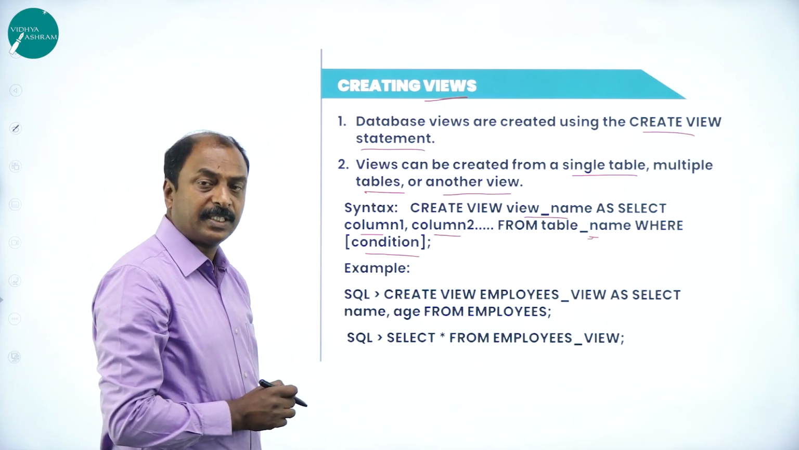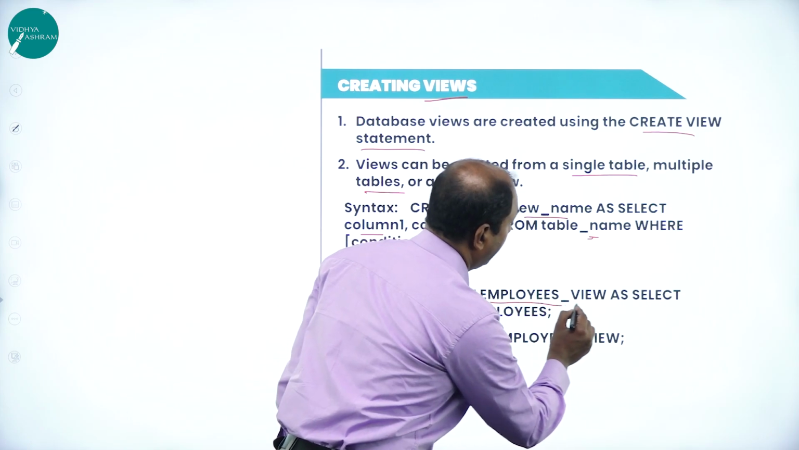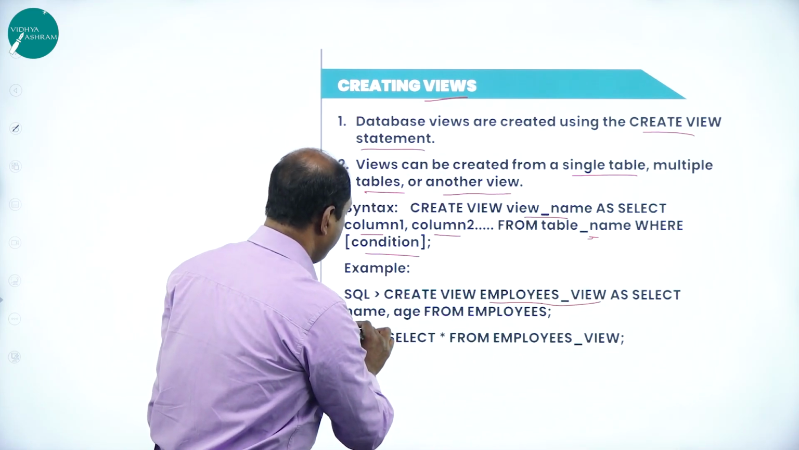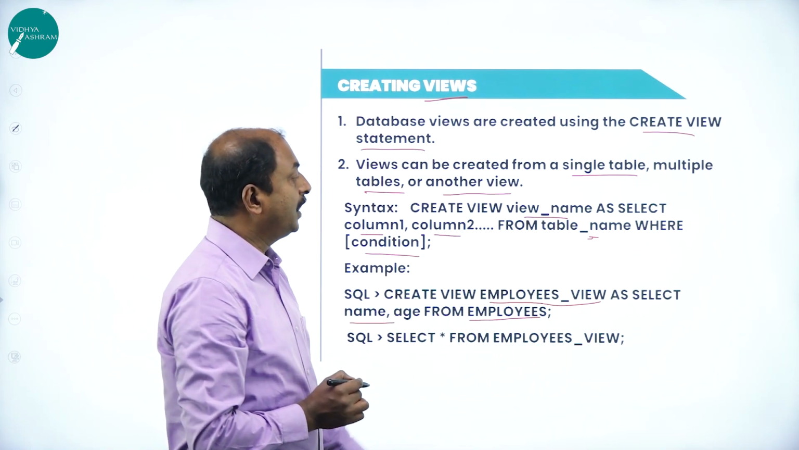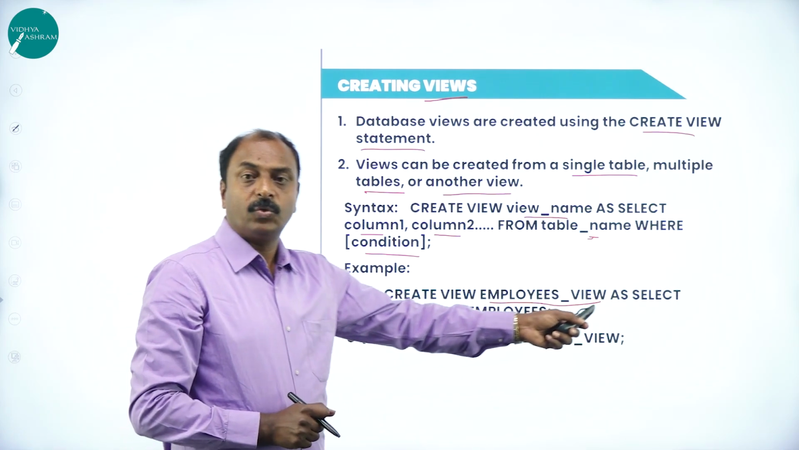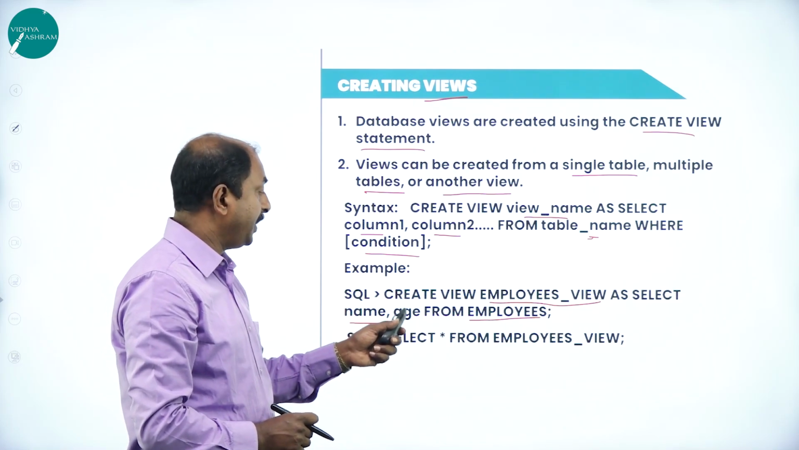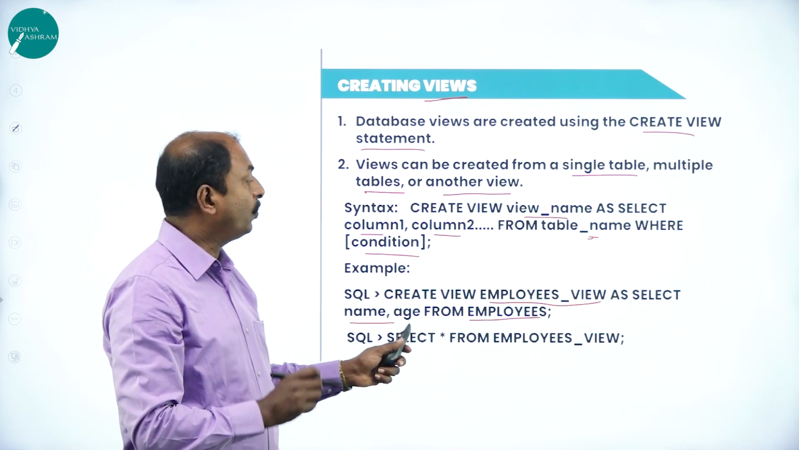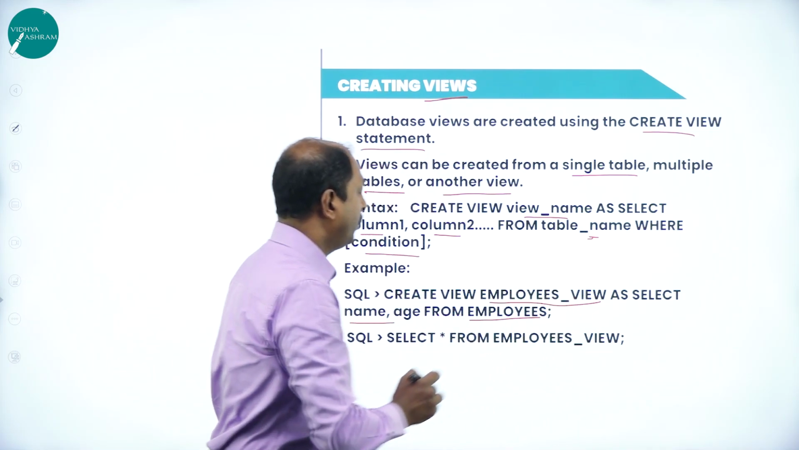Now look at the example. Create view employees_view as select name, age from employees. What is the meaning of this? You know how the select command works. In this example, it is going to fetch the attributes name and age of the records from the table employees, and the result is going to be saved in a view, employees_view.